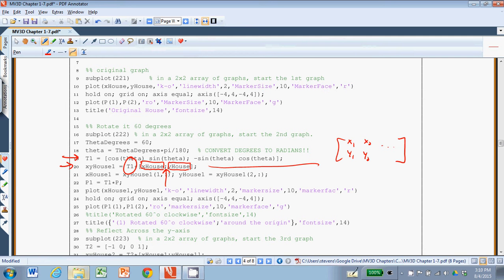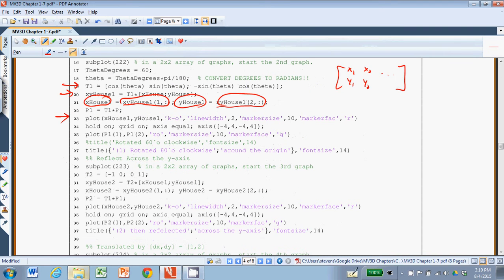But what that does return is a same shaped matrix that has the x and y values in one matrix. So if I want the x values, I first strip those out of the x and y values, call those x values. Then I get the second row, call those the y values, and that is what is needed to do the plotting. So that was the rotation.